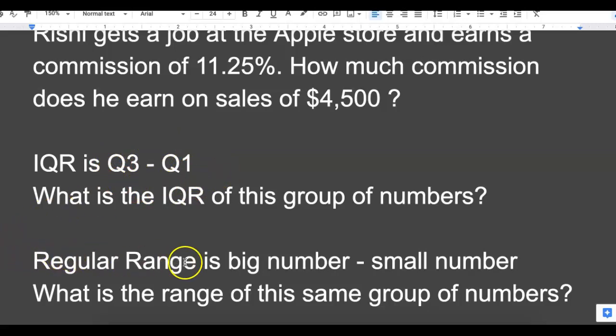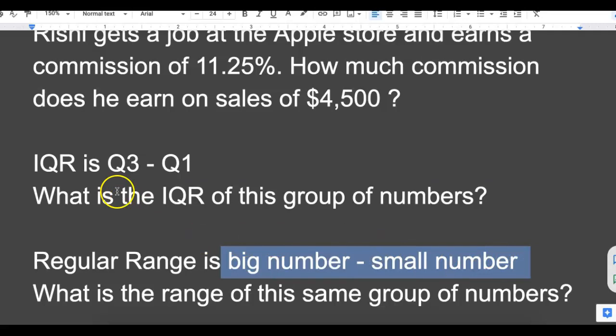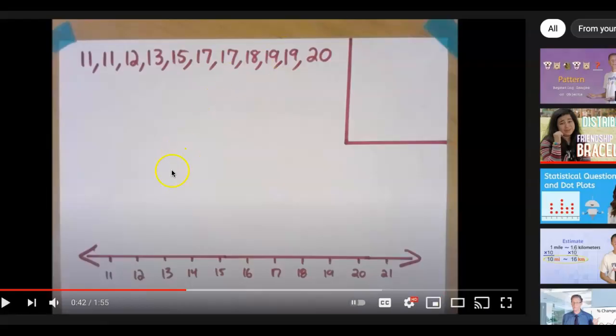So then we also have the just regular old-fashioned range, and that's the big number minus small number. So we're going to go back to that group of numbers, and you're going to tell me what is the regular range of it. So here's the group of numbers.